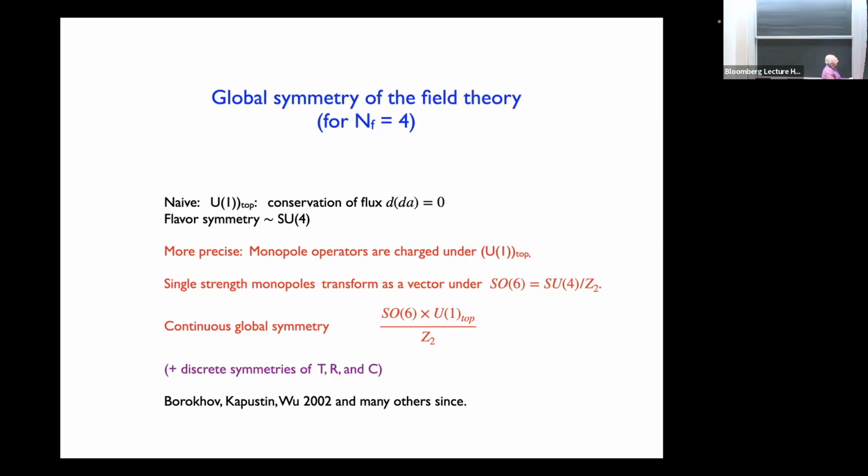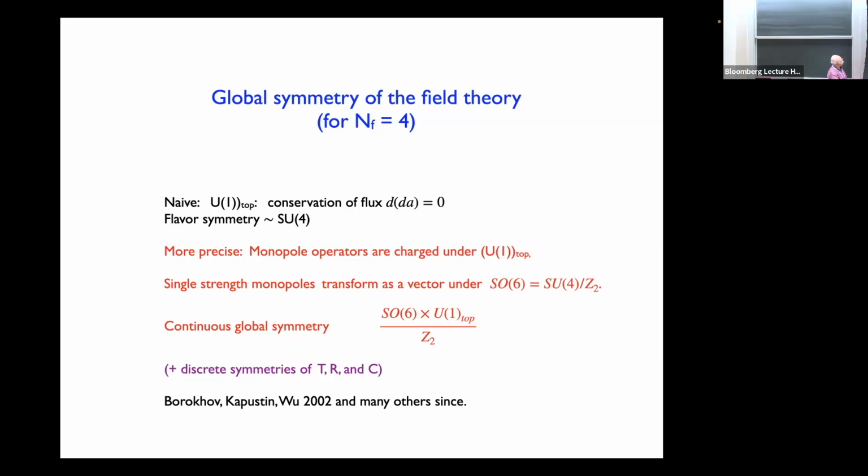Namely, there is a topological U1 that's often called a topological symmetry. There's a symmetry associated with conservation of the gauge flux. So there's the U1 symmetry. And there's a flavor symmetry, SU4. I can rotate the 4 fermion flavors by some unitary transformation. But this description is somewhat naive. Let me be more precise about some modding out of this U1 topological times SU4.